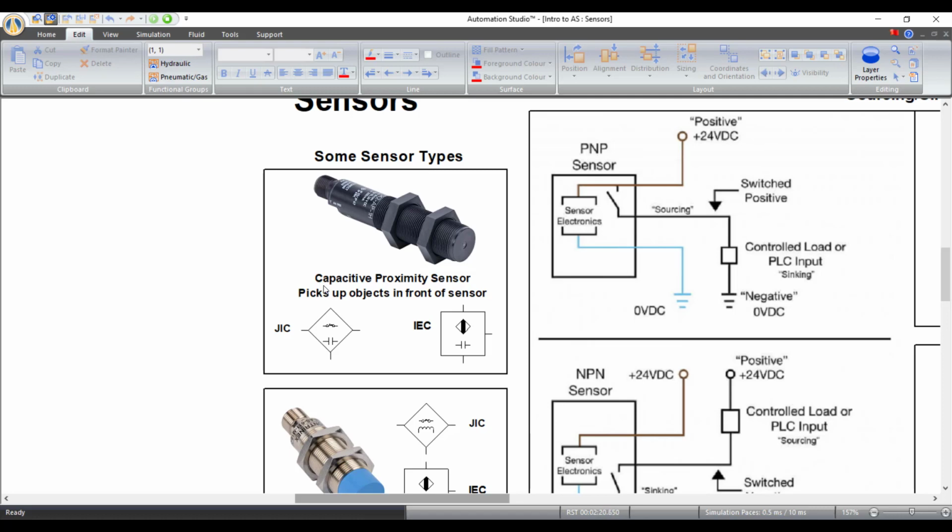Here's a capacitive proximity sensor, and that picks up anything that's in front of the sensor here. This can pick up plastics, metals, woods, any hard substance. It can even pick up water in a container if you want. It's really useful. We use it a lot in different spots in the labs. Here are the different symbols that you can see for it, JIC and then IEC symbols.